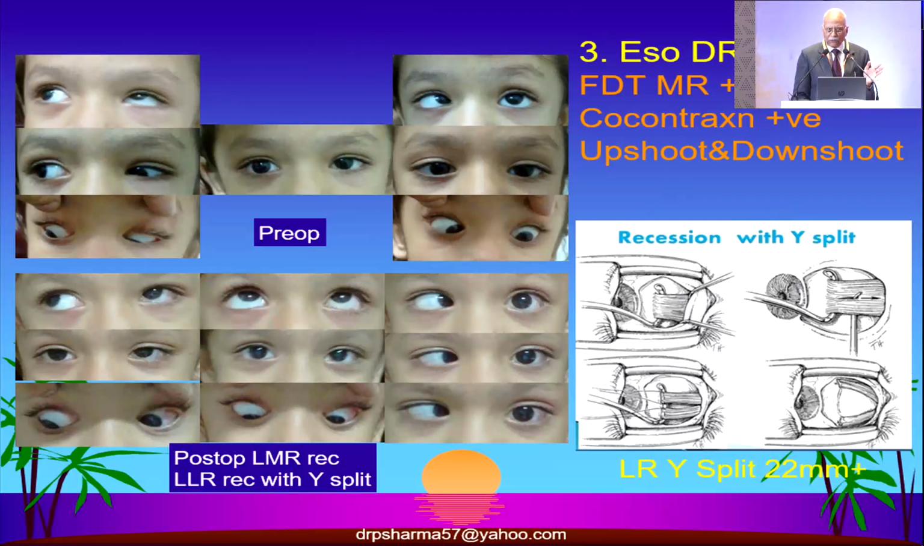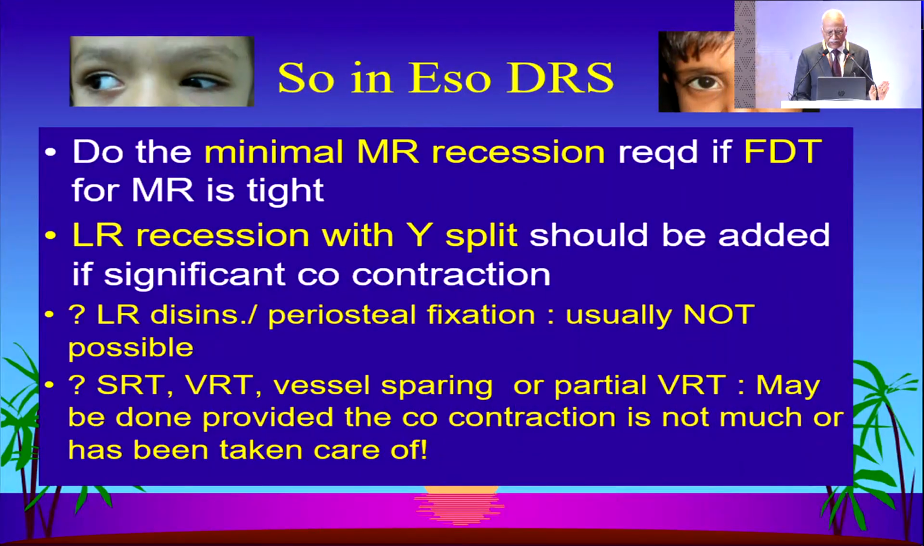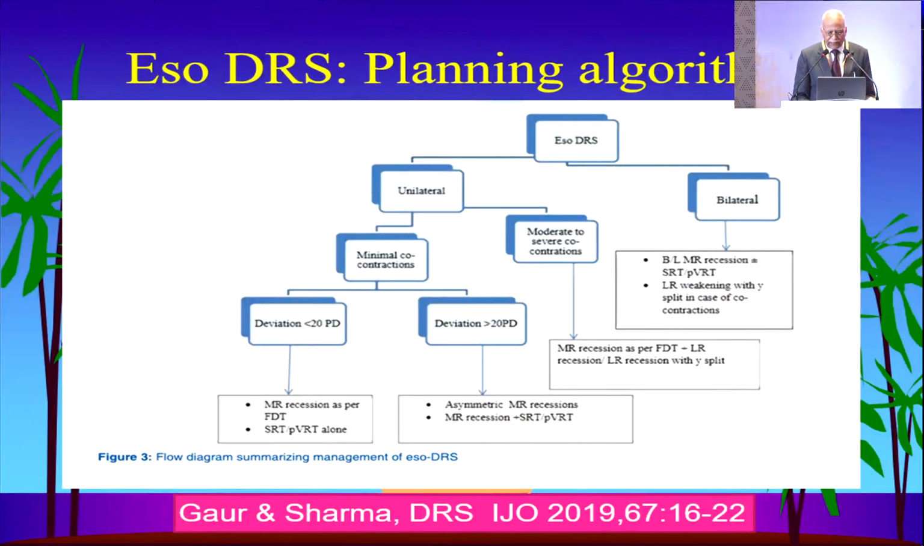So in ESO-DRS, if there is a severe co-contraction, always remember that both MR and LR have to be recessed. No resection, only recession of both MR and LR, but here you have to counter them so that the retraction is corrected as well as you do not get a synergistic divergence. And the LR is also given a Y-split. So this is the take home for an ESO-DRS. There is a planning algorithm. If you are interested in more details, you can go and read in the IJO 2019.